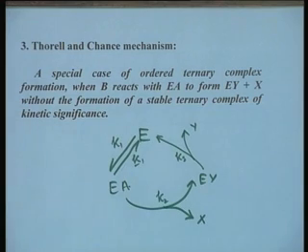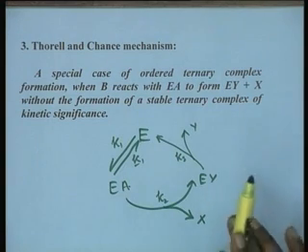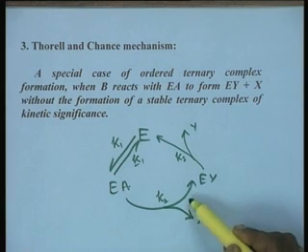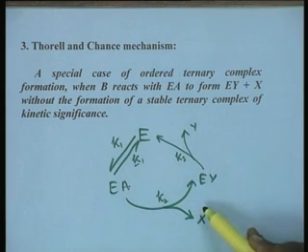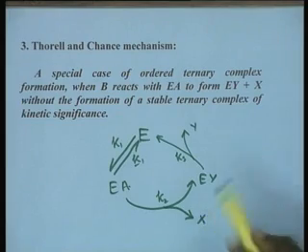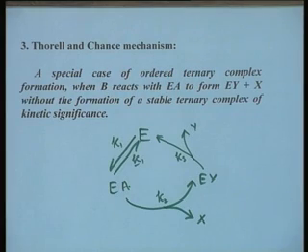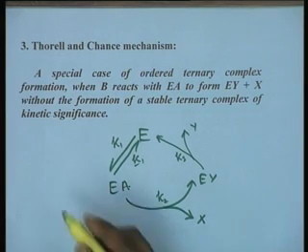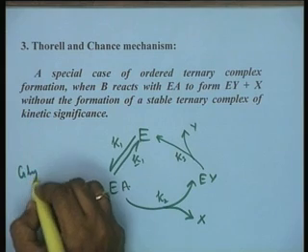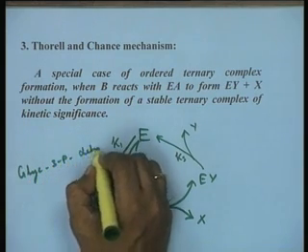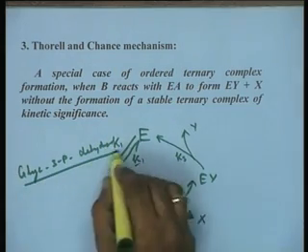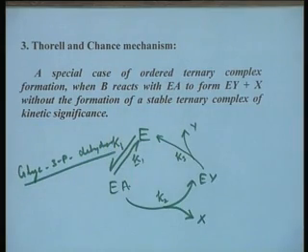and such a system, where although the second substrate B reacts with EA to give the first product, and the ternary complex is not a very stable entity, is classified as the Theorell and Chance mechanism. A typical example of such a reaction is glyceraldehyde 3-phosphate dehydrogenase, which you also come across in the case of glycolysis.